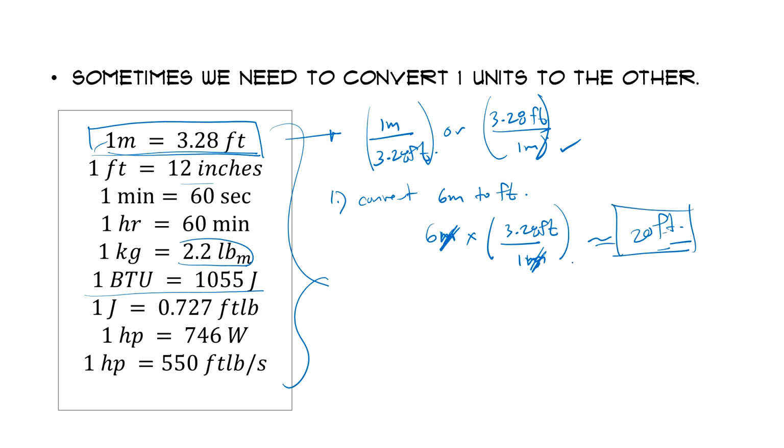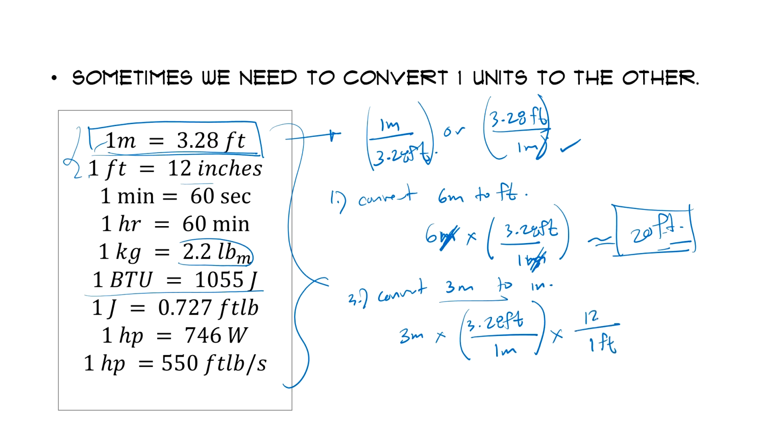Next one, let's say we want to convert 3 meters to inches. If I only know this, that means 3 meters times 3.28 feet over 1 meter, times the conversion of feet to inches, 1 foot is equal to 12 inches, and we get some value, and the unit here is inch.